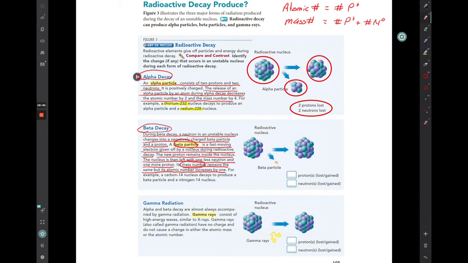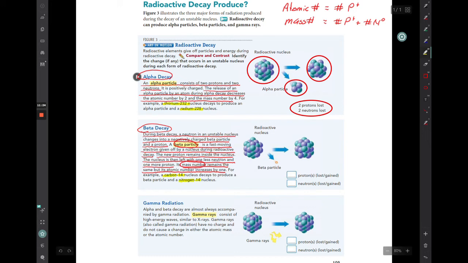So when it gives off this beta particle, the neutron changes into a negatively charged beta particle and a proton. The proton stays, the negatively charged particle leaves. So what happens then is that our number of protons increases by 1, but the mass number stays the same. In this case, since the proton number went up by 1, it went from being carbon to being nitrogen. It went up 1 place on our periodic table. The mass number stayed the same, so it was carbon-14 to nitrogen-14.